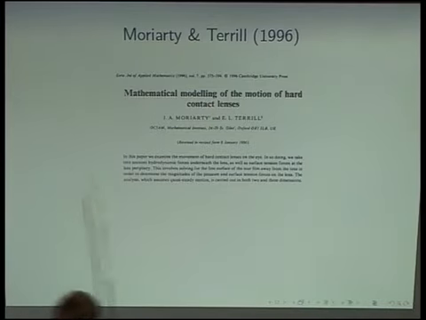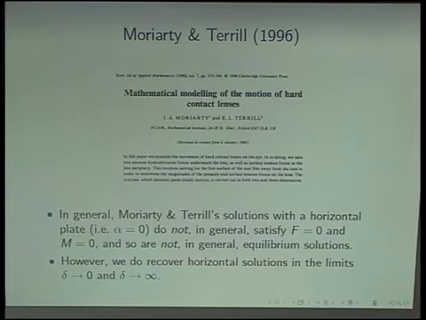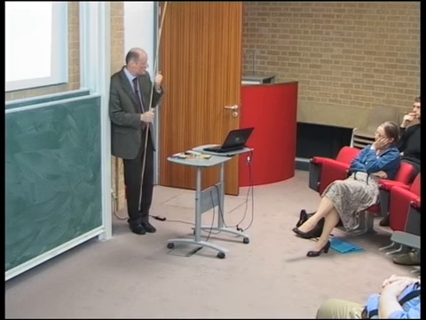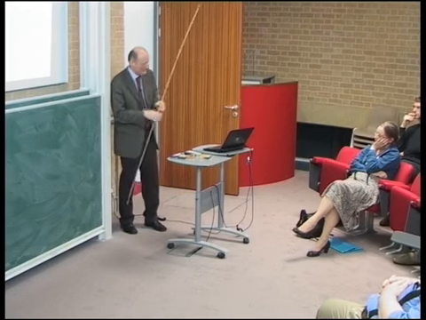Okay, so I started off with this paper. I want to finish off with it. So in general, they didn't write down force and moment conditions, but having said that, what they did, you do indeed recover their solutions of the flat blade in the extremes. So when surface tension is strong, you get a flat blade. When surface tension is weak, you get a flat blade. But in the middle, when it's order 1, you don't. And those are the solutions I was just showing you.